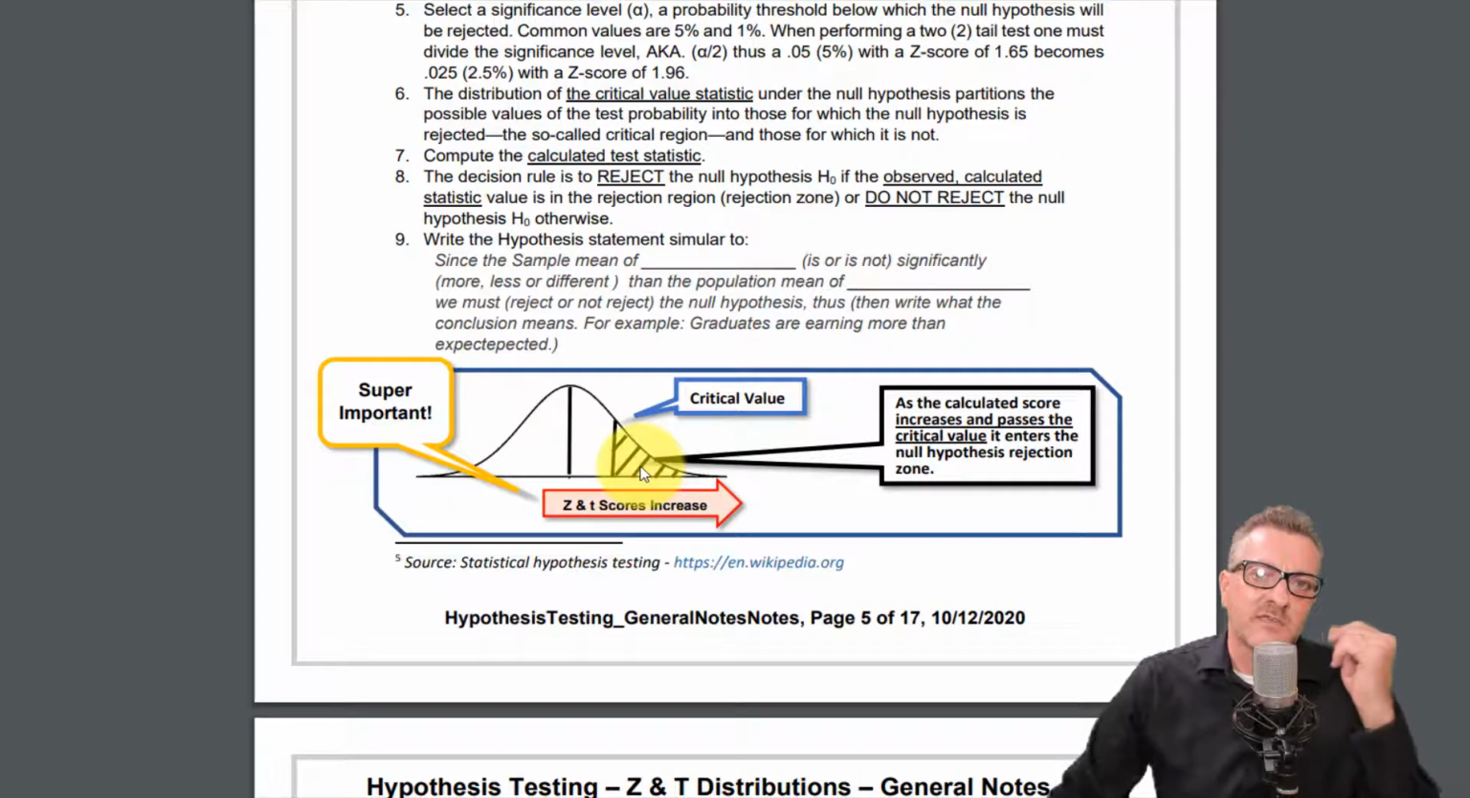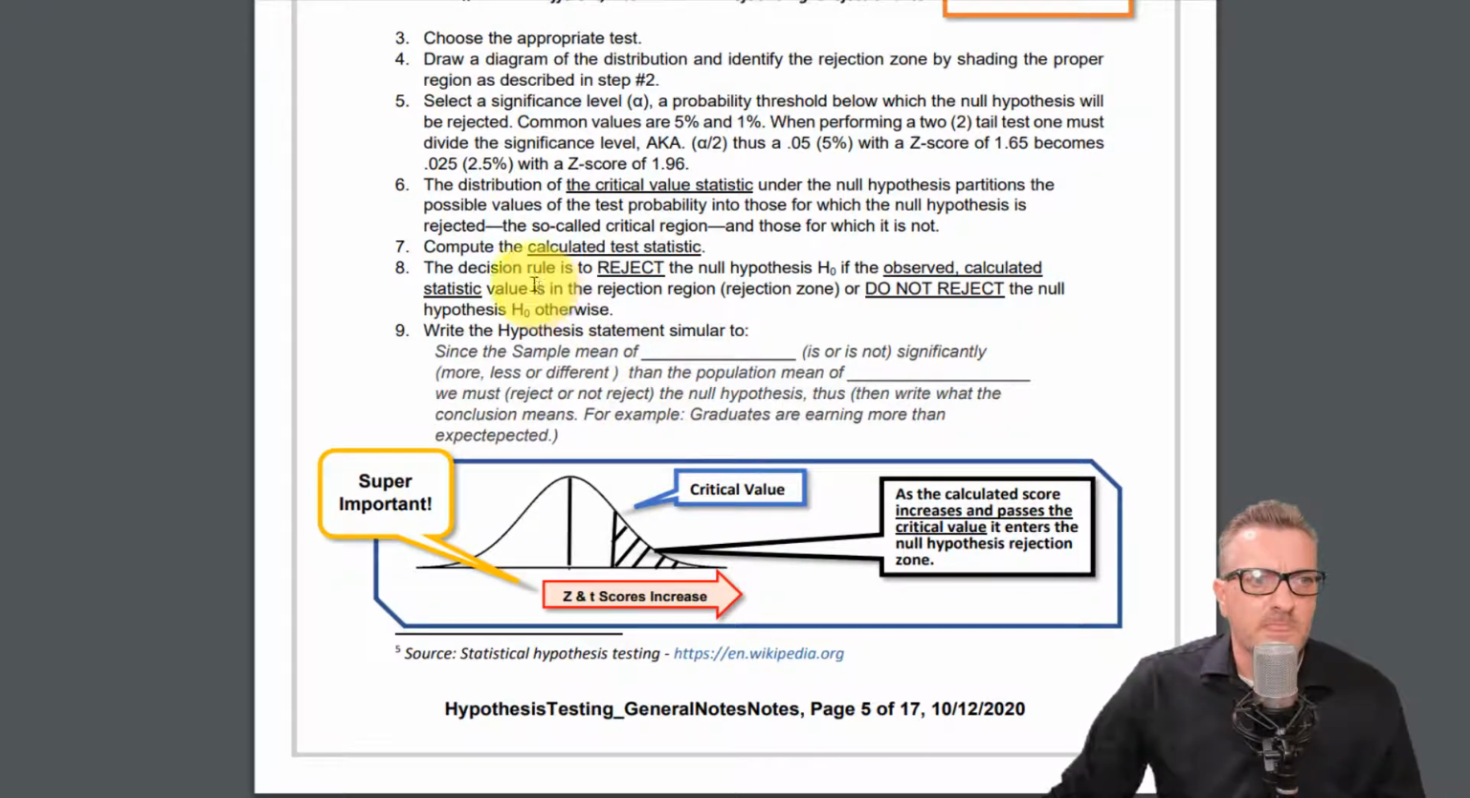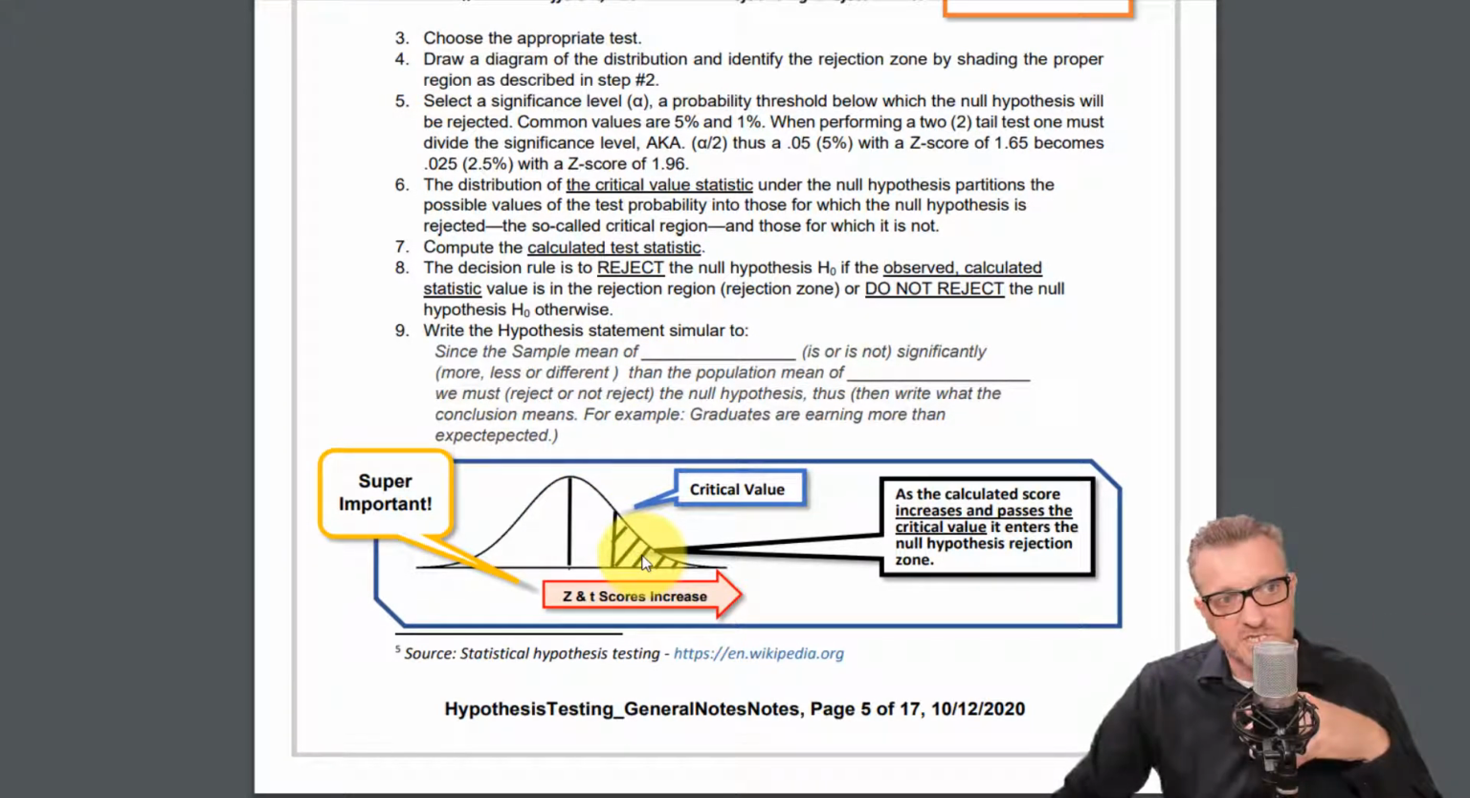So if our calculated value gets into the rejection zone after we look at the table and get that value, then we reject it. So we calculate the test statistic, and then we see if it gets in the rejection zone. The decision rule is to reject the null hypothesis H0 if the observed calculated statistic value is in the rejection region, the rejection zone. Do not reject the null hypothesis otherwise. So if it's not in the rejection zone, we do not reject. If it is in the rejection zone, we reject.